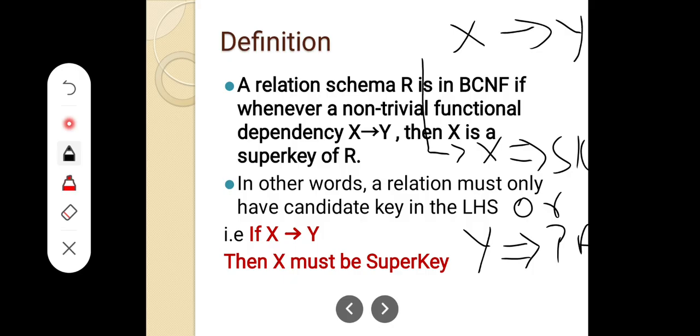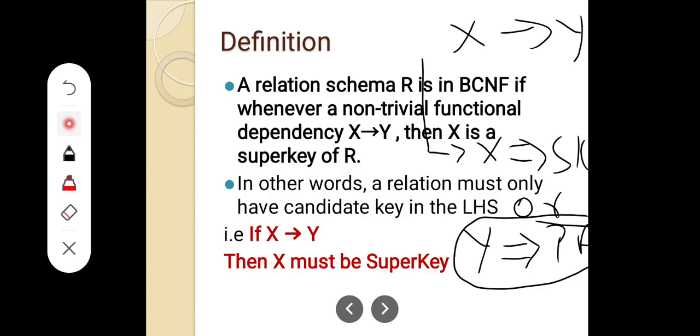But here we are eliminating this second condition. The OR condition we are eliminating here. When we eliminate it, this becomes BCNF. So in BCNF we have only one condition. What is the condition? X is only a super key. In a non-trivial functional dependency X determines Y, the X or the LHS must be a super key. That is the only condition.